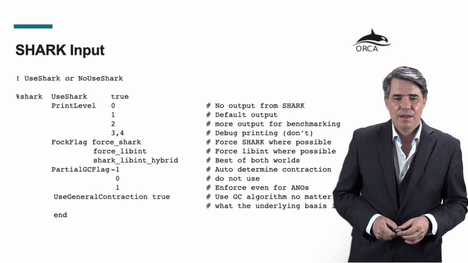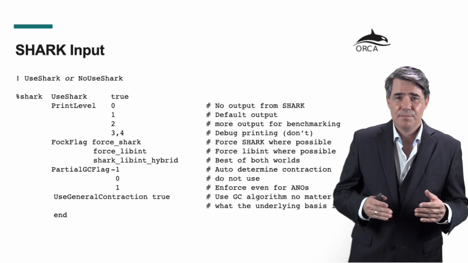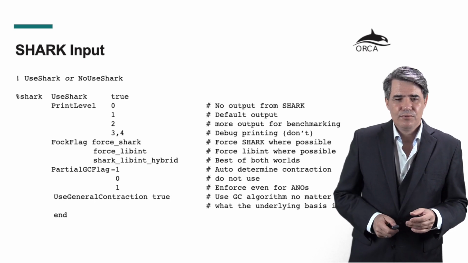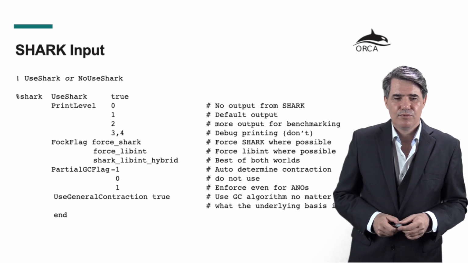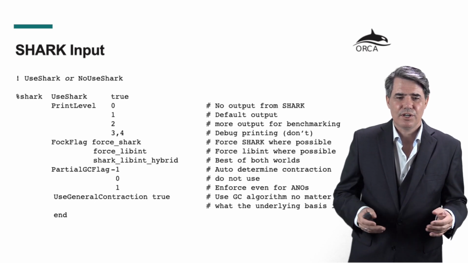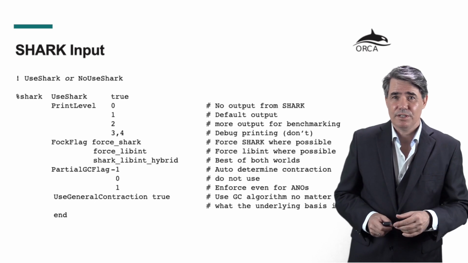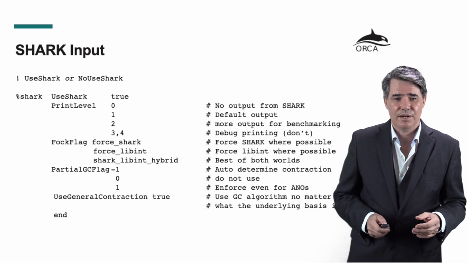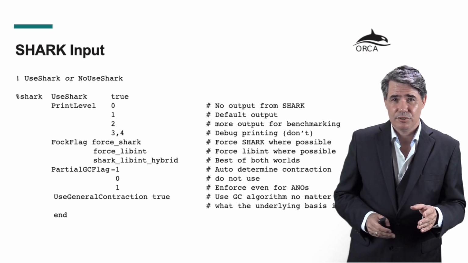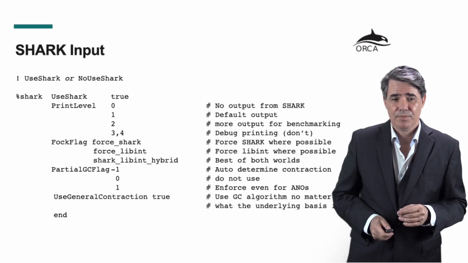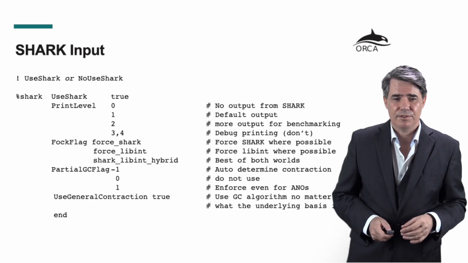Now, as a user, as I said, you don't see much of Shark, and we don't let you manipulate a lot of it. There are a few flags that you should be aware of that you can use. So first of all is the flag UseShark or NoUseShark to turn it on or off. So you can run just the same way as you did in the old ORCA if you want to check. This will disappear in future ORCA versions. Future ORCA versions will exclusively use Shark. But for this version, you have the option to turn Shark on or off.